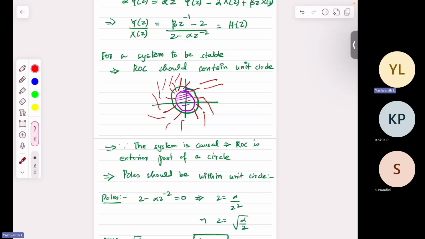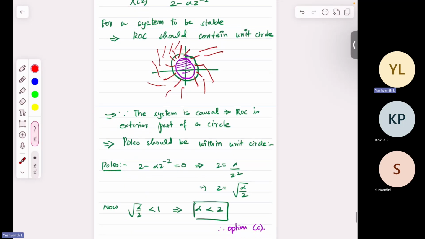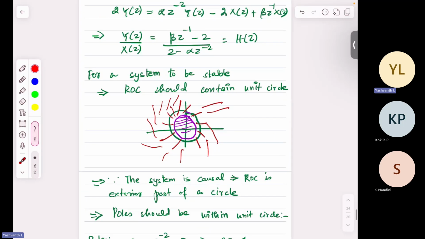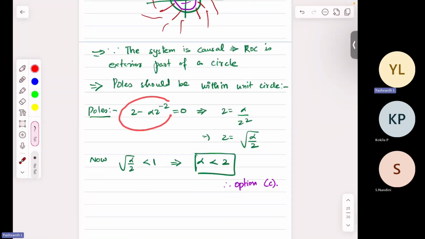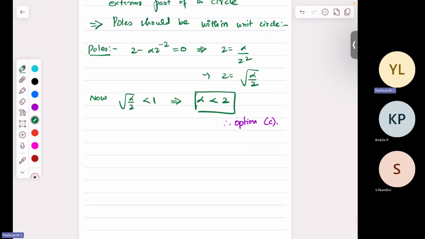Right? For that, first let's find the pole. That is, what is the pole for which the denominator of h of z equal to 0? That is z minus alpha z power minus 2 equal to 0. You can show that the value of the pole is equal to square root of alpha by 2. And this pole has to be less than 1. Only then the ROC will be something like this.